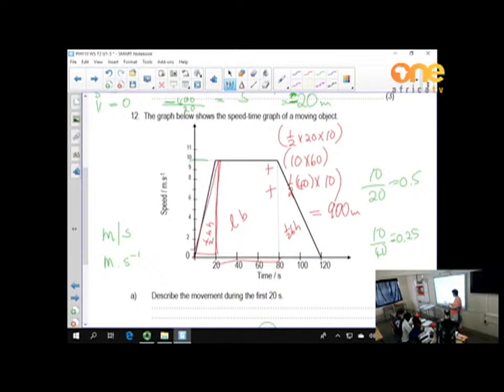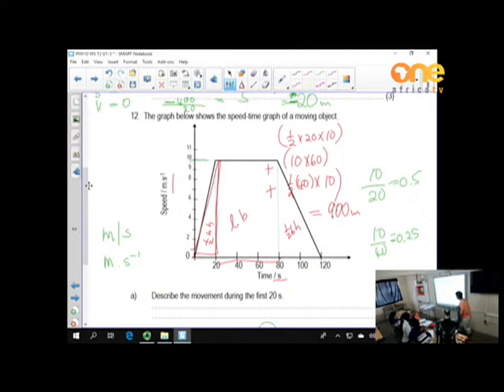No, it's not square meters. It's meters. If you have a meter per second and you multiply it with a second, you end up with a meter. No, it's not square. It's just a unit. All right.